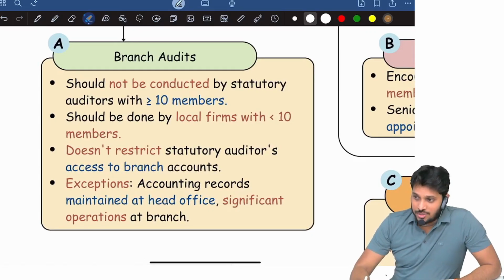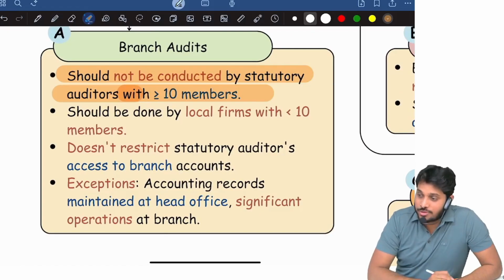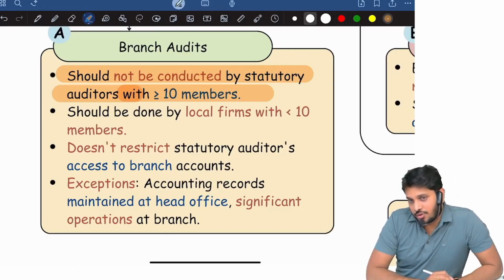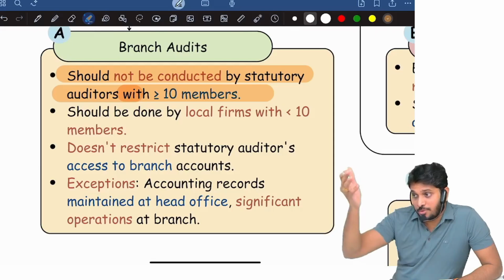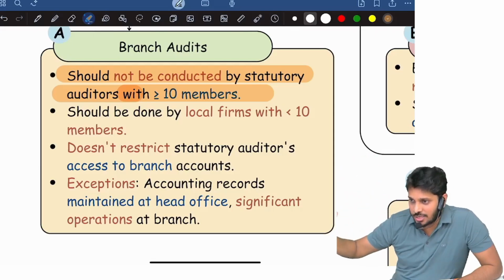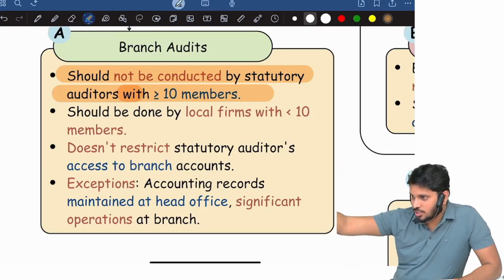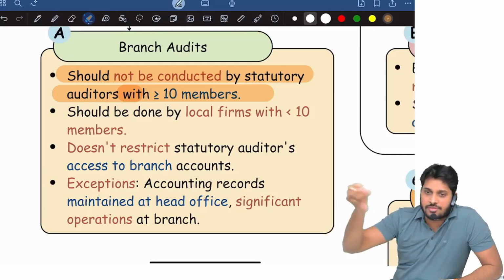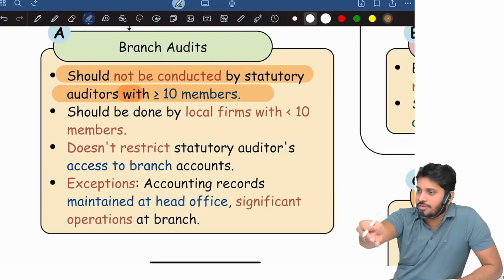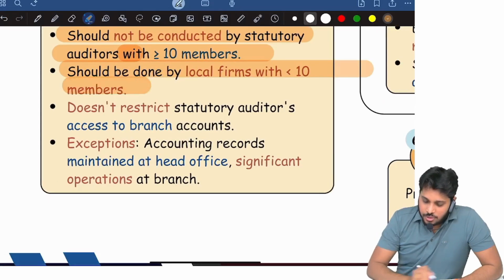Okay, branch audit should not be conducted by the statutory auditor where there are more than 10 members. If at all you are having more than 10 members of the institute in your firm, yours is a very big firm, naturally. Yes or no? Preferably tell the company to allocate a separate branch auditor. These are all self-regulatory measures so that other firms also will get the opportunity, and other newly qualified members also get the opportunity. It should be done by local firms with less than 10 members.